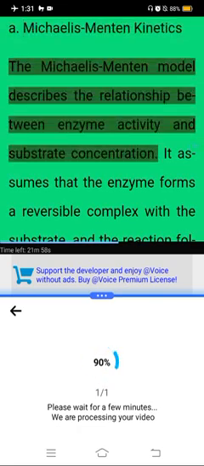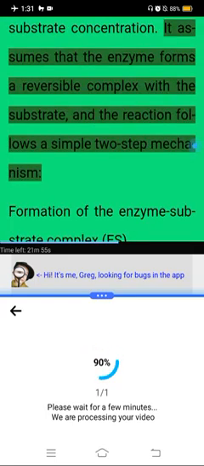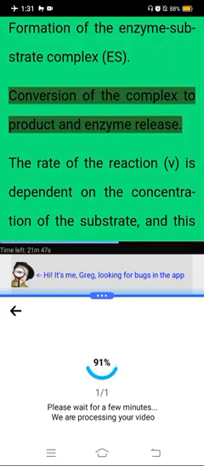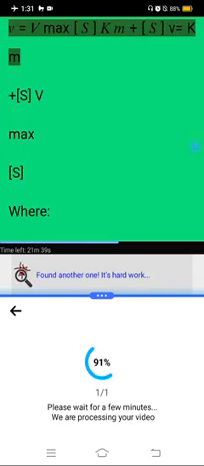Michaelis-Menten kinetics. The Michaelis-Menten model describes the relationship between enzyme activity and substrate concentration. It assumes that the enzyme forms a reversible complex with the substrate, and the reaction follows a simple two-step mechanism. Formation of the enzyme-substrate complex (ES). Conversion of the complex to product and enzyme release. The rate of the reaction (v) is dependent on the concentration of the substrate, and this relationship is described by the Michaelis-Menten equation: v = Vmax [S] / (Km + [S]).